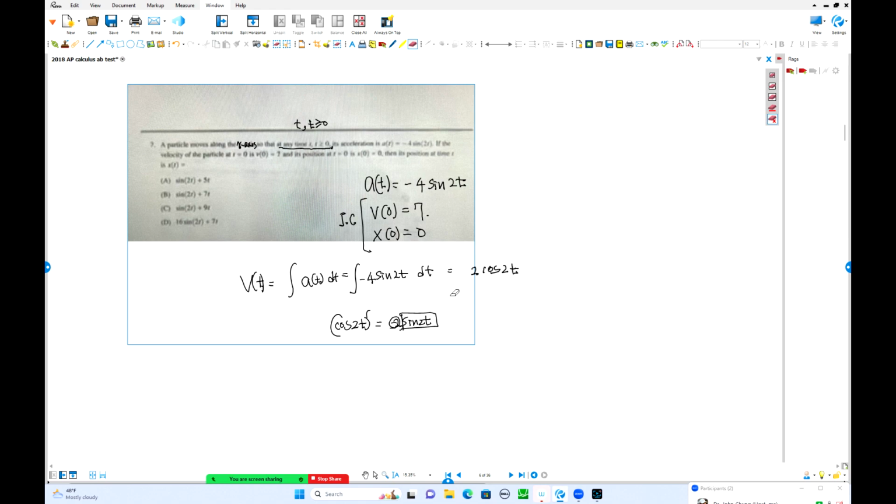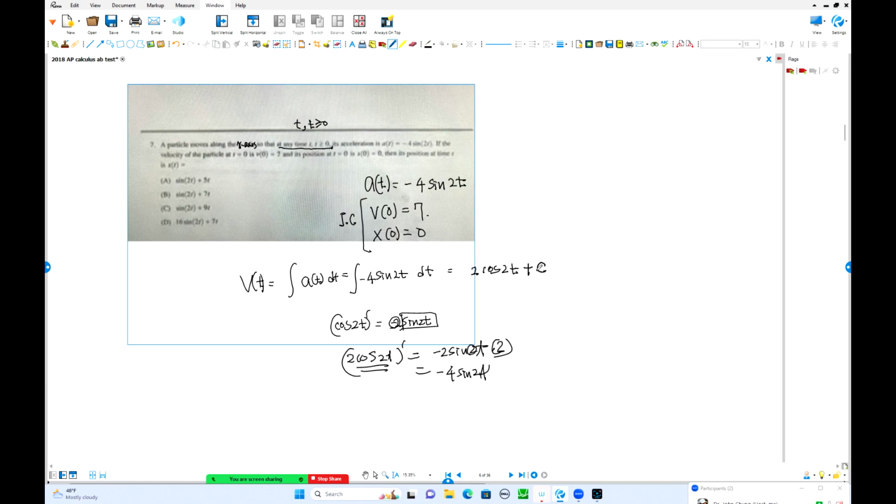Okay? Or you can check it out. The derivative of 2 cosine 2t is minus 2 sine 2t, and after that times 2 over here, right? So 2 times negative 2 is negative 4 sine 2t. That's fine. This is the antiderivative, 2 cosine 2t, and plus c.